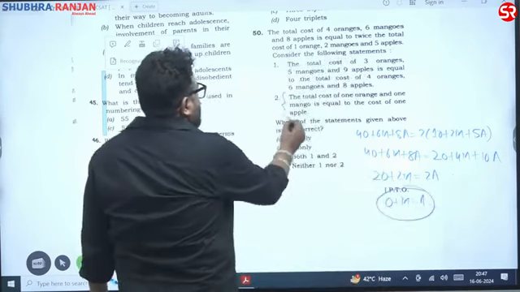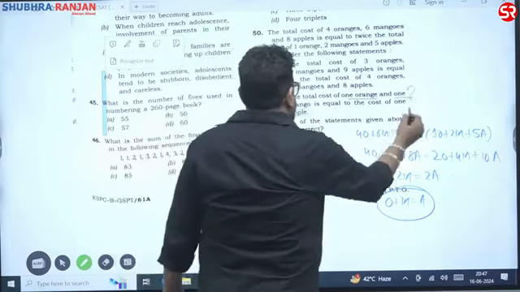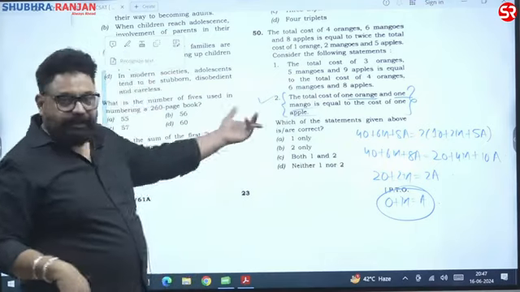Statement number 2 over here says the total cost of 1 orange plus 1 mango is equal to the cost of 1 apple. Yes, so statement number 2 is automatically true. That is what it is giving you.